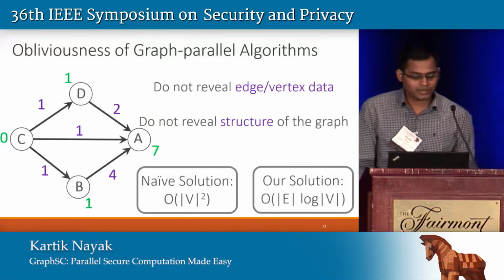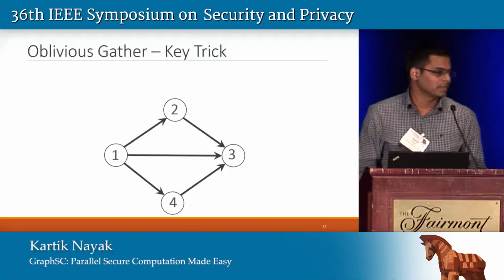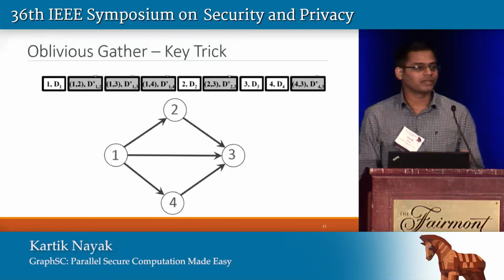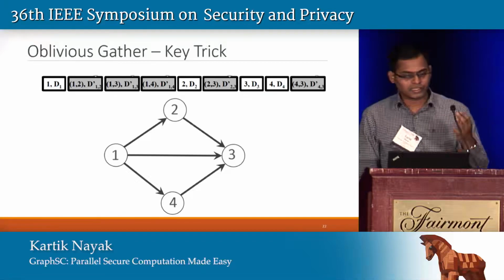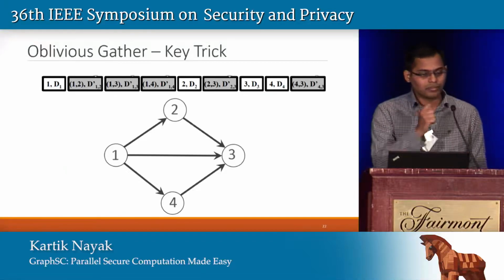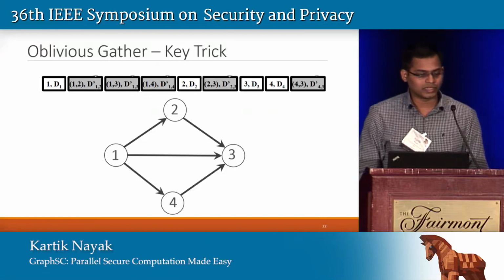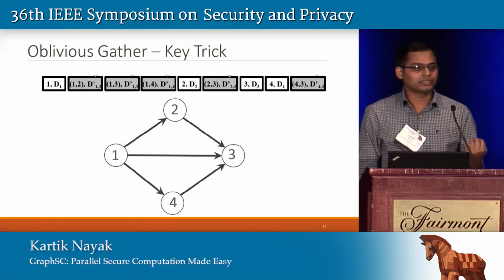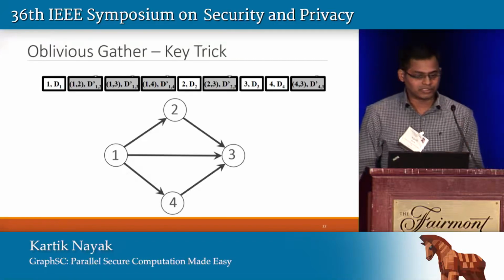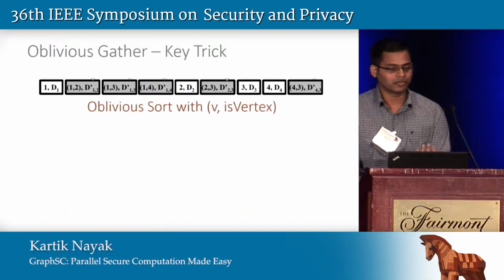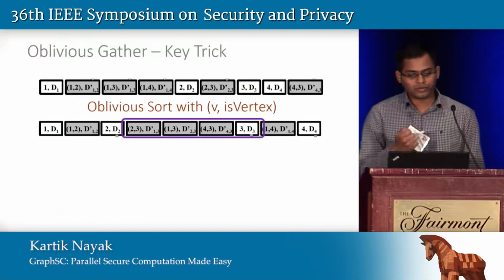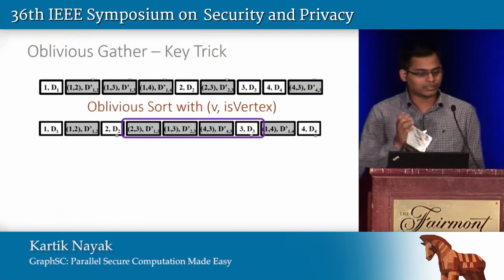So let me quickly describe how we do this for an oblivious gather operation. Suppose you have this graph, you represent it as a list of tuples, wherein each tuple represents either a vertex or an edge. For clarity's sake, the white background tuple represents a vertex, whereas the gray background tuple represents an edge. Initially, it's stored in any arbitrary order. So if you have to gather information, you gather it from all the incoming edges. So the first step you do is you perform an oblivious sort in such a way that a vertex is preceded by all edges that are incoming on it. So if you look at vertex D3, it is preceded by edges D13, D23, and D43.